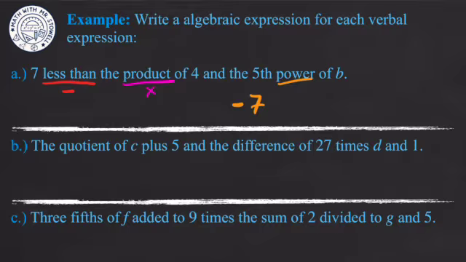Product of 4 and 5th power of b. Product means multiplication, so we are going to have a multiplication of 4 and b raised to the 5th power. That is the verbal expression written algebraically. So make sure that you are able to follow along with that.